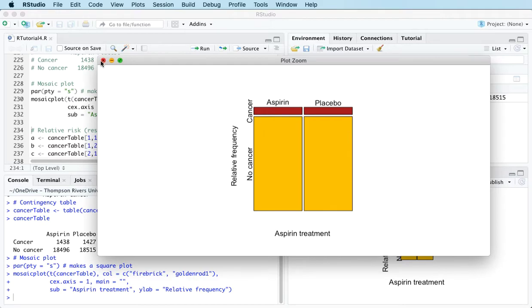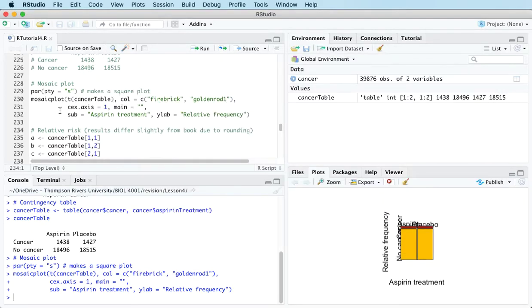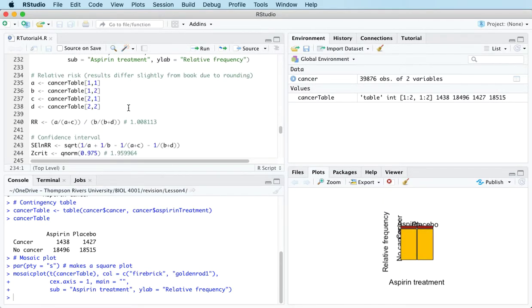To quantify that finding, we're going to look at something called relative risk. What relative risk does is it looks at these numbers in the contingency table, and then it uses a particular formula to summarize the relationship between the numbers. So let me run through that calculation.